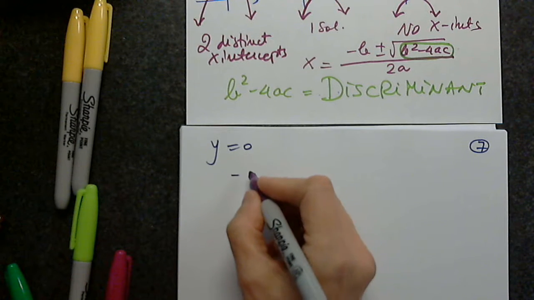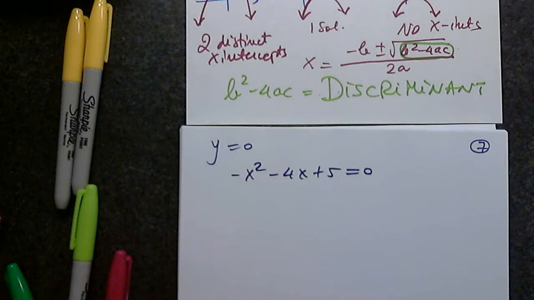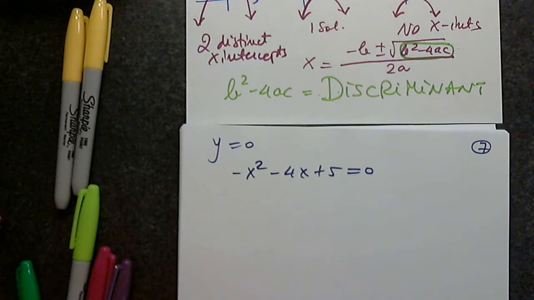Negative x squared minus 4x plus 5 equals 0. Perfect. We know we will find two real solutions because the vertex is a maximum, and the maximum value is a positive number. Perfect. So now you already know what I am going to do to this equation first, which is?